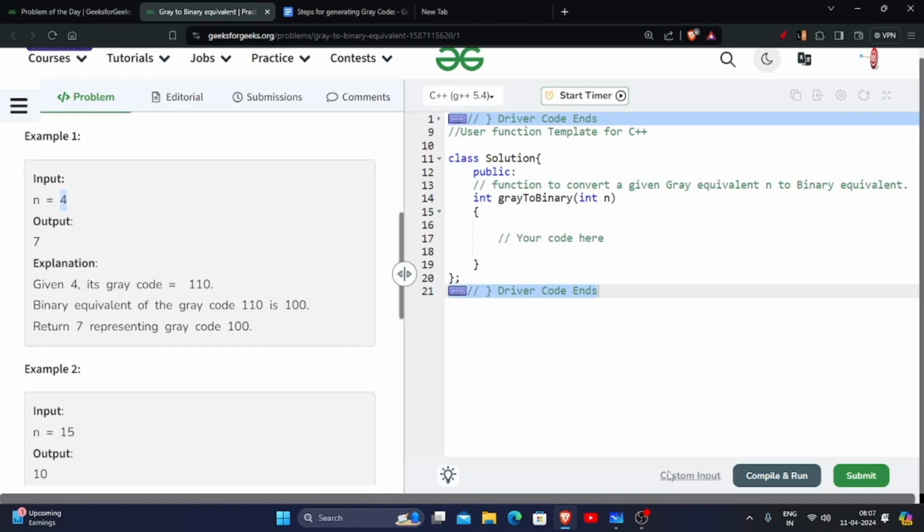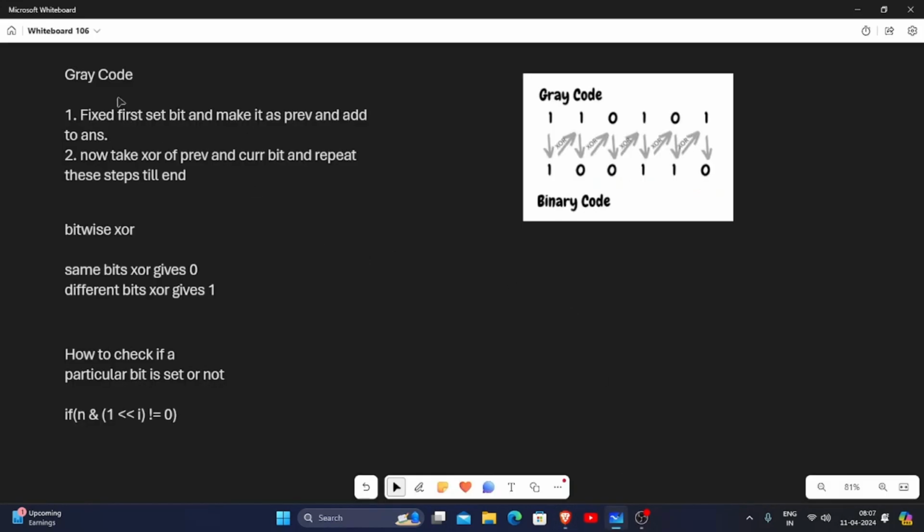So let's look at the theory part first. What is actually the gray code to binary conversion? It is fixing the first set bit and making it the previous, and this will add to our answer. In the other steps, what we have to do is take XOR of previous and current bit and repeat these steps till the end.